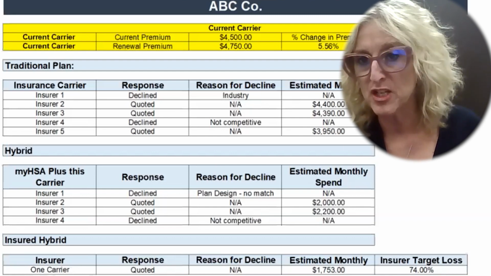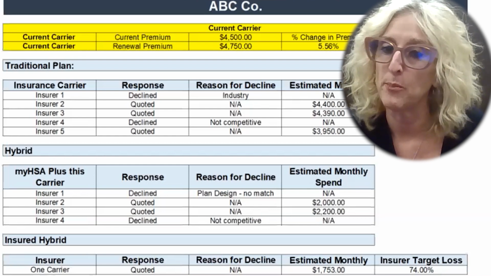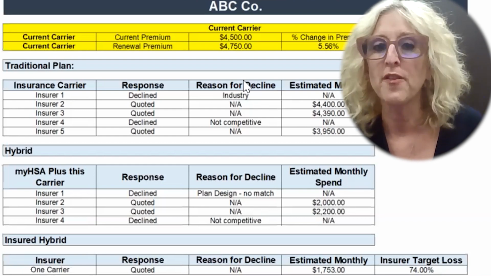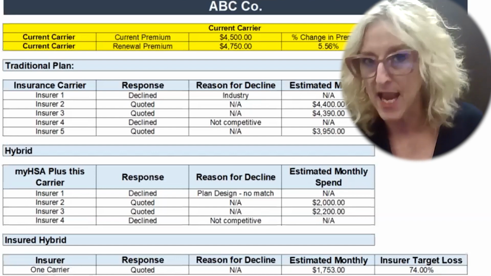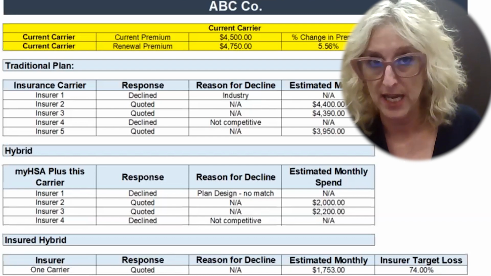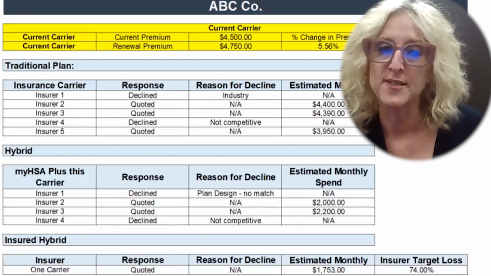Now, I'm not going to spend too much time on the definition of what a target loss ratio is, or why it might be important or why it might not be important. If that's something that you want to learn more about, then you're welcome to reach out to Candy or myself. We'll be able to go through that as we navigate through. But this is what you can expect on the marketing summary.